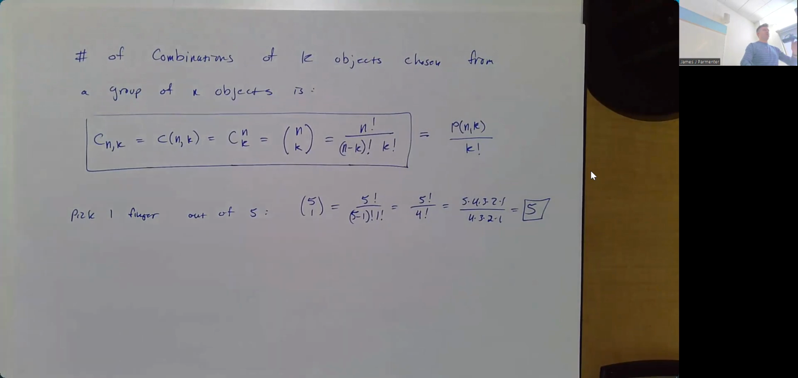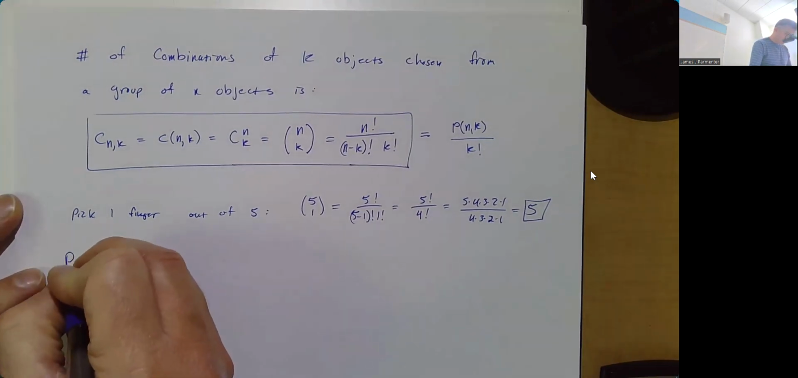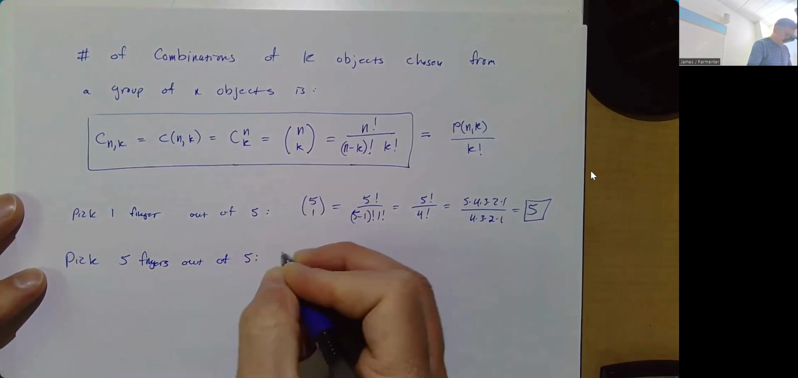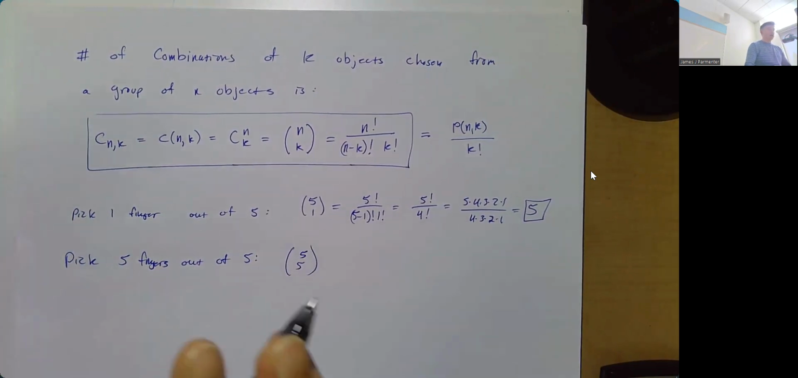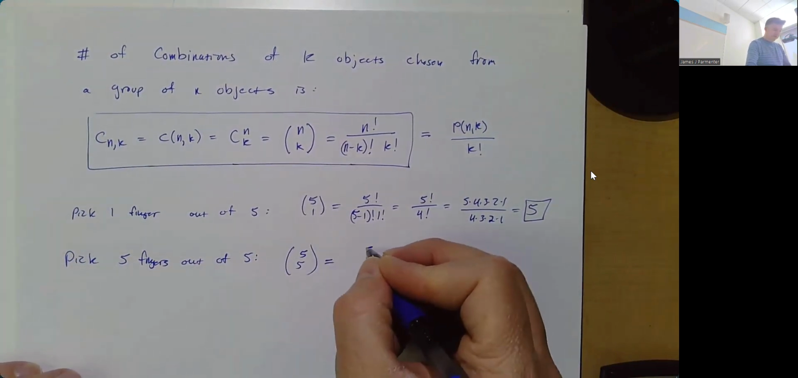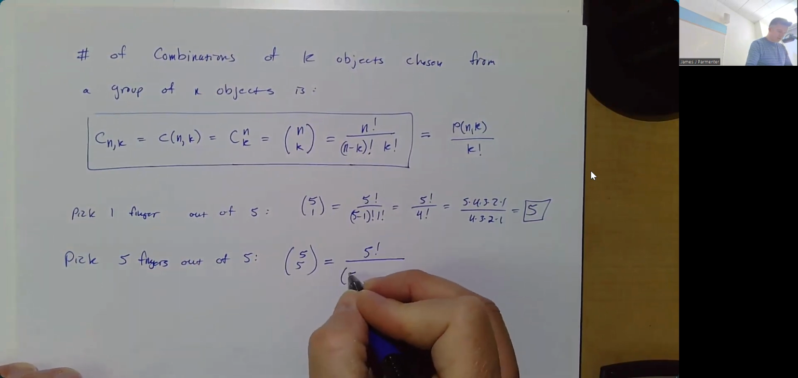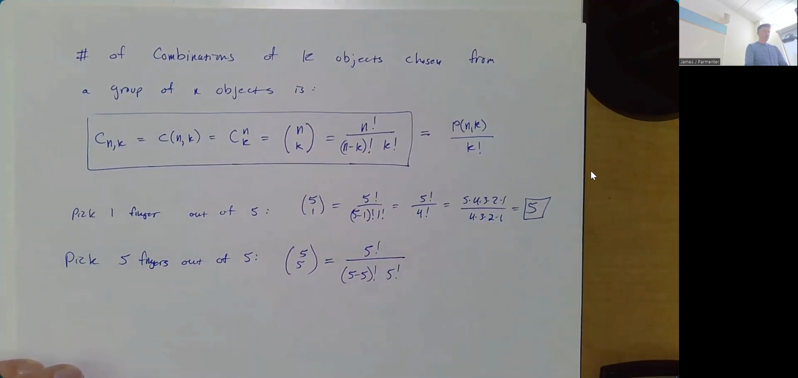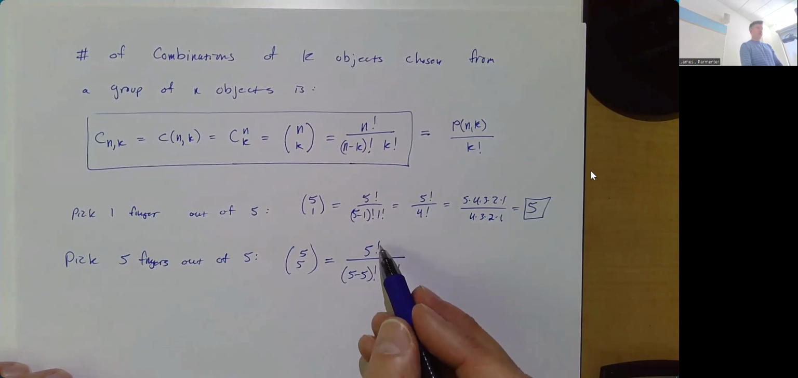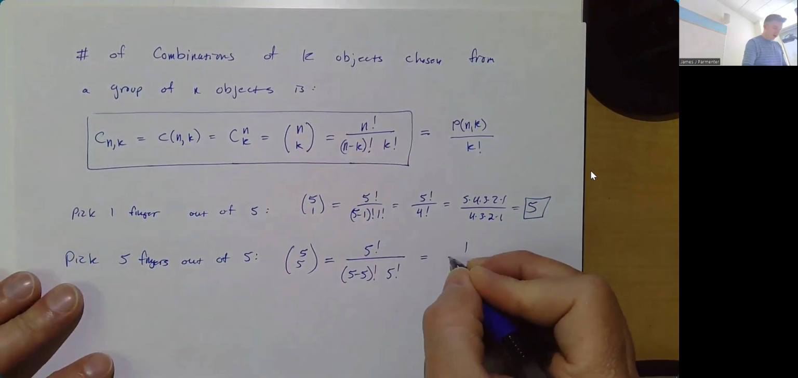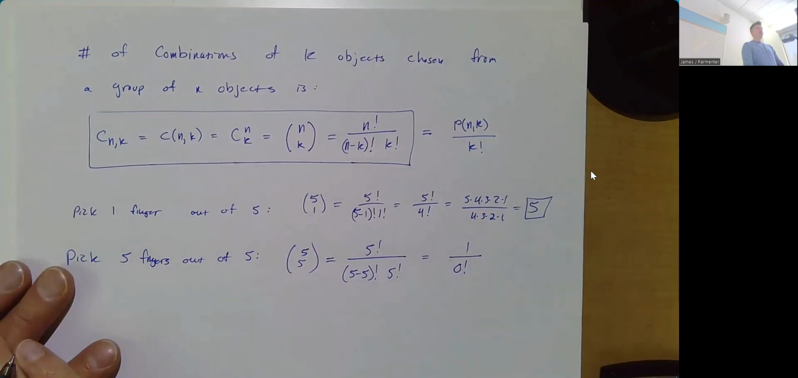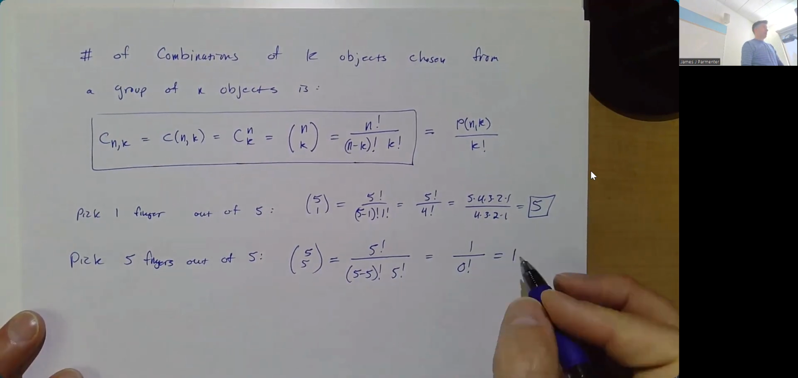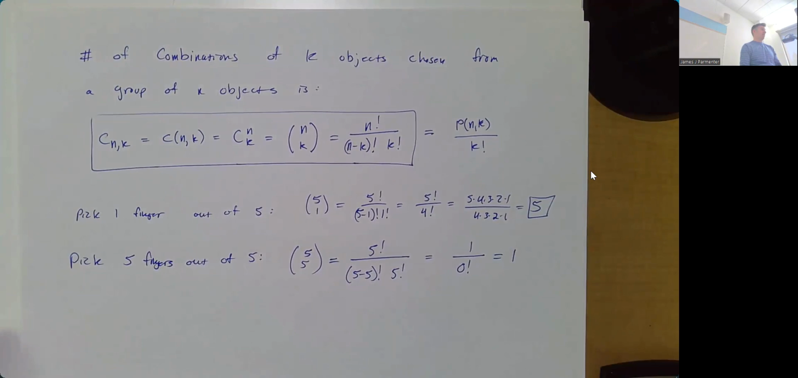Okay, so look at the math. If I want to pick 5 fingers out of 5, well, it's going to be 5 choose 5. Now watch. 5 choose 5 is going to be 5 factorial over 5 minus 5 factorial, and then also 5 factorial. Well, the 5 factorials will cancel. 5 factorial divided by 5 factorial, those just go away. So I'm left with 1 over 0 factorial. But we know this answer needs to equal 1. And for this answer to equal 1, it better be true that 0 factorial is equal to 1. Otherwise, we're going to have real problems.